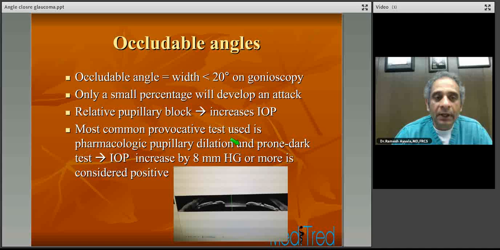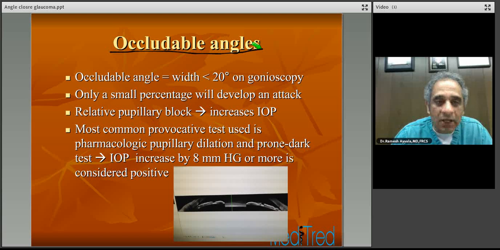Now, from the clinical point of view, these patients fall into several categories. The most common that you see in the clinical setting is the occludable angle, patients with narrow angles. So what is an occludable angle? An angle width less than 20 degrees on gonioscopy.